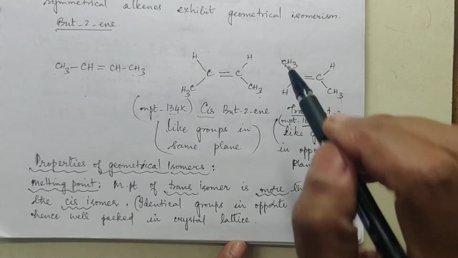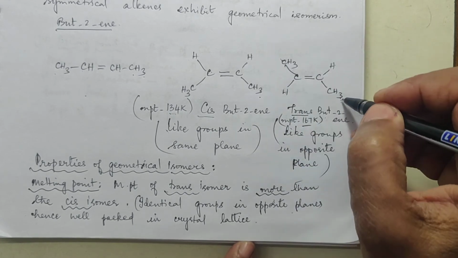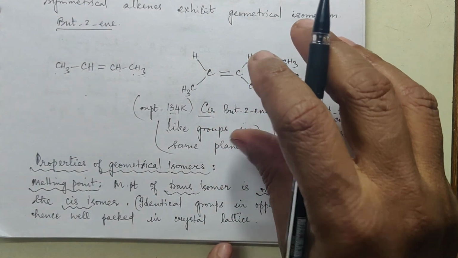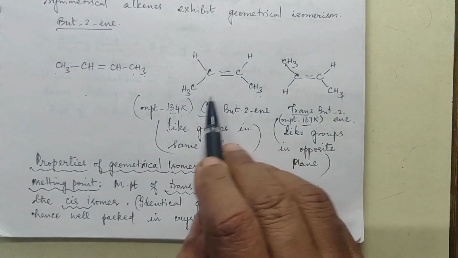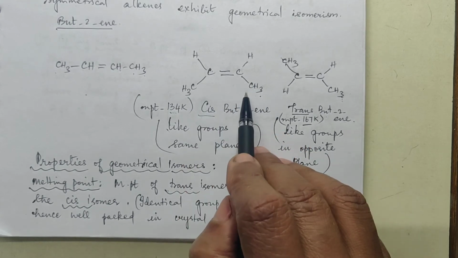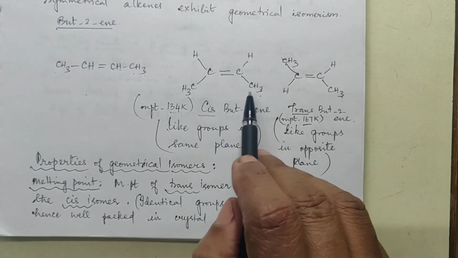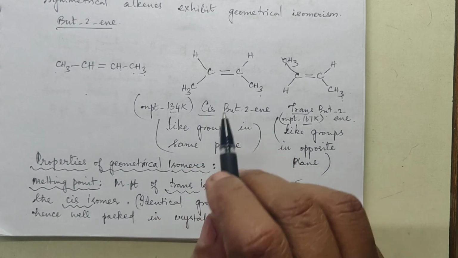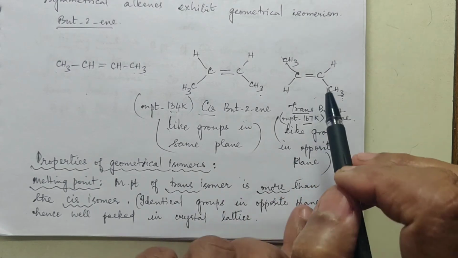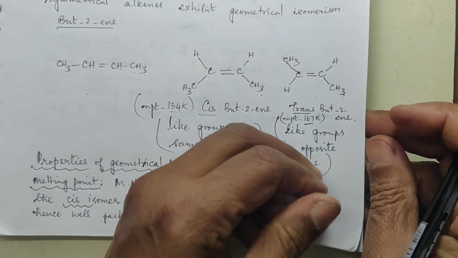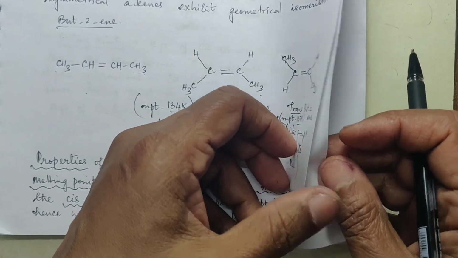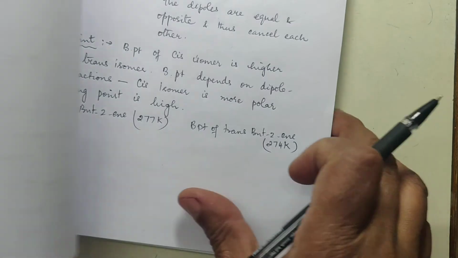Melting point of trans is higher because the groups in opposite planes fit into the lattice properly. Now if it is like this, then the electron cloud of this CH3 and this CH3, they may hit each other, or they may restrict each other, or they may repel each other. So with the result, the lattice is not stronger, whereas here the lattice is stronger. That is why melting point of trans is higher. See, when I say lattice, it is always for a solid, not for a liquid, not for a gas.